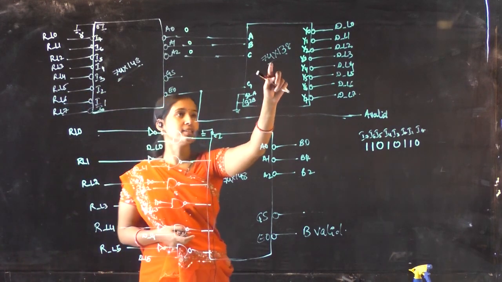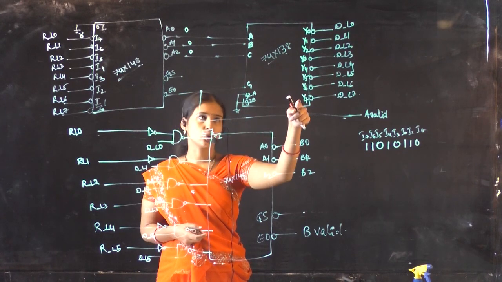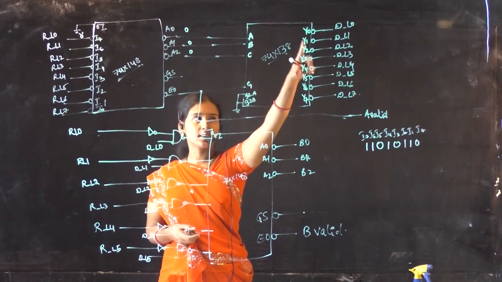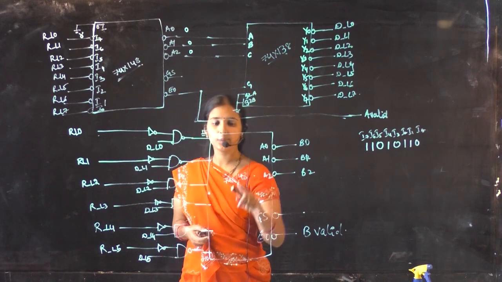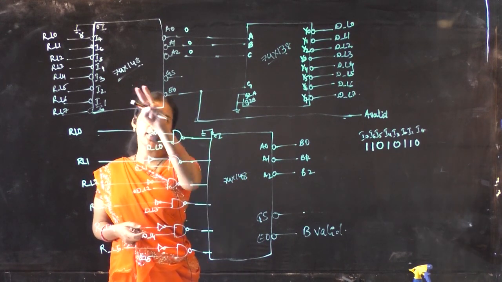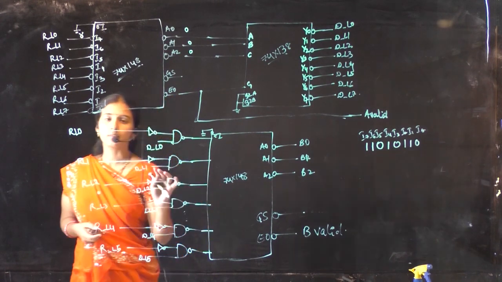Now comes the 74x138, which is a 3 to 8 decoder. As you know, a 3 to 8 decoder takes 3 inputs and gives 8 outputs. At the same time, here comes another 74x148, which is also a highest priority encoder.